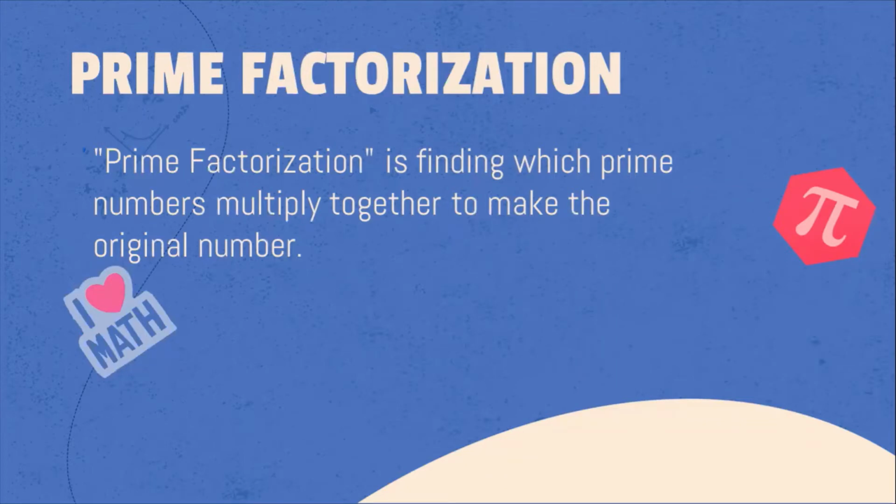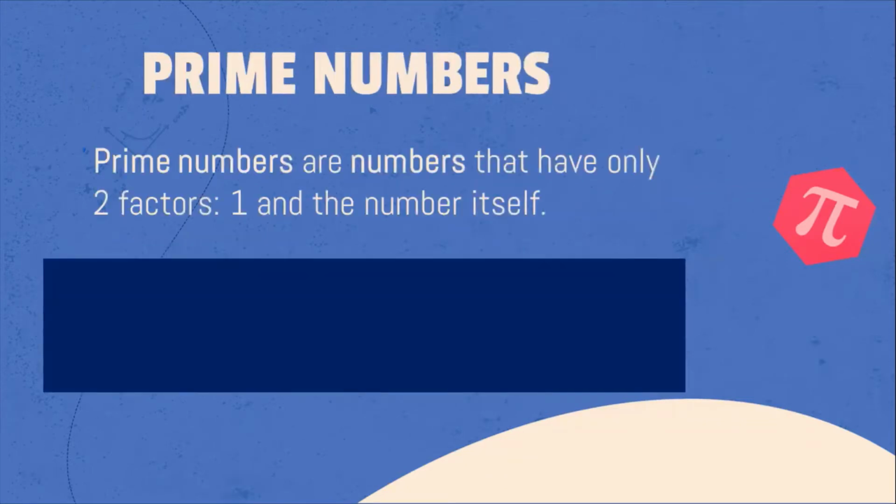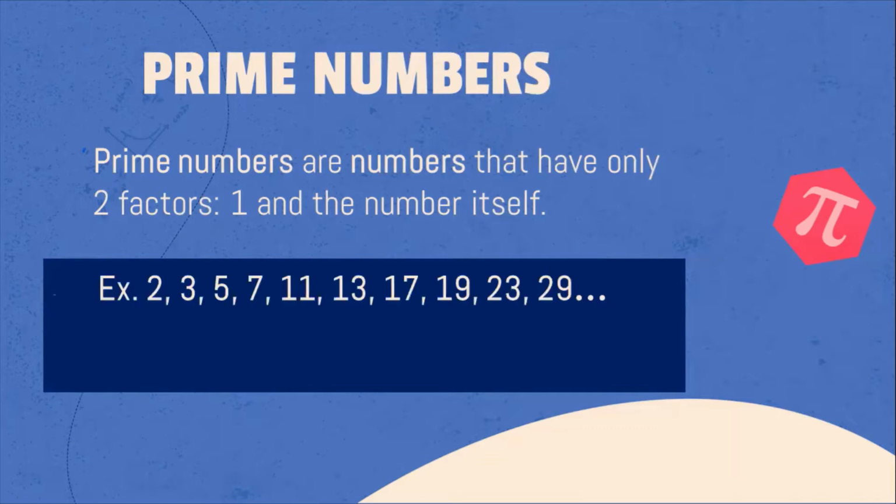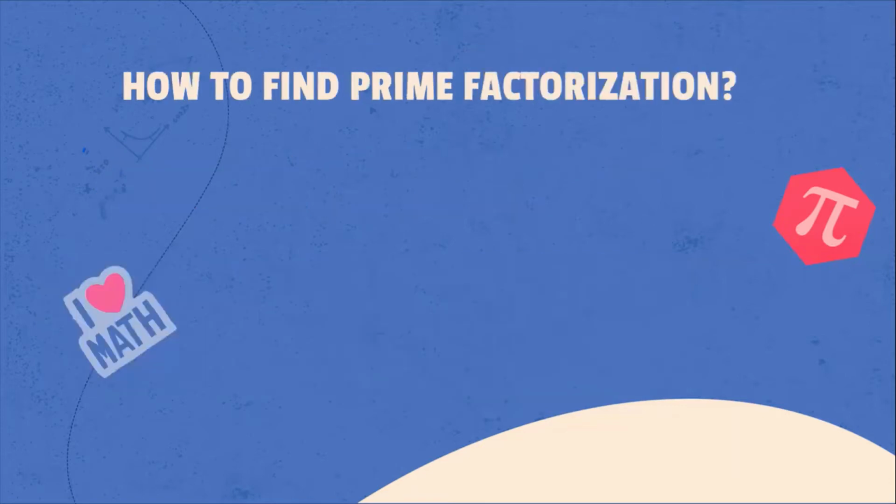But what are prime numbers? Prime numbers are numbers that have only two factors, and those are 1 and the number itself. Examples are 2. We have only two factors for 2: 1 multiplied by 2. As well as 3, 3 multiplied by 1, 5, 5 multiplied by 1, 7 multiplied by 1, 11 multiplied by 1, 13, 17, 19, 23, 29, and so forth.